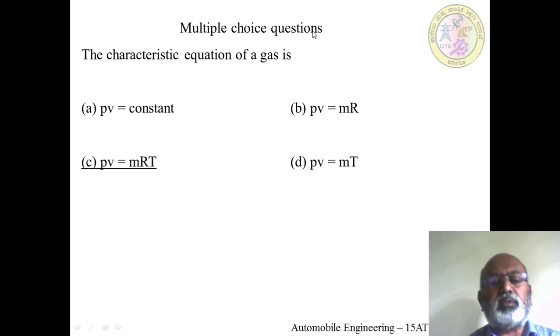Multiple choice questions. The characteristic gas equation of a gas is, there are four options: PV is equal to constant, PV is equal to mR, PV is equal to mRT, PV is equal to mT. The correct answer is the characteristic gas equation: PV is equal to mRT.